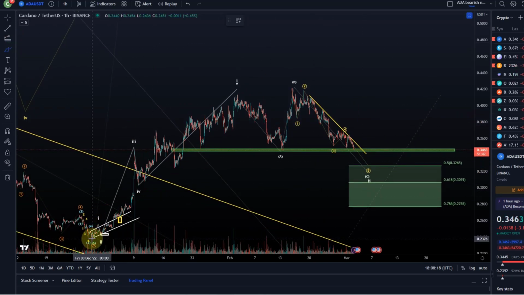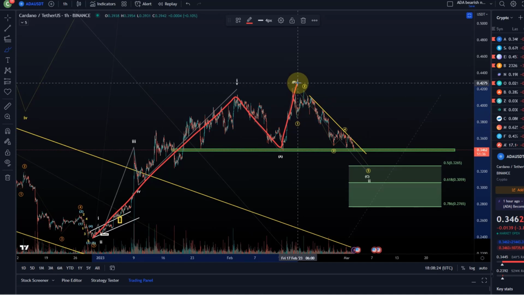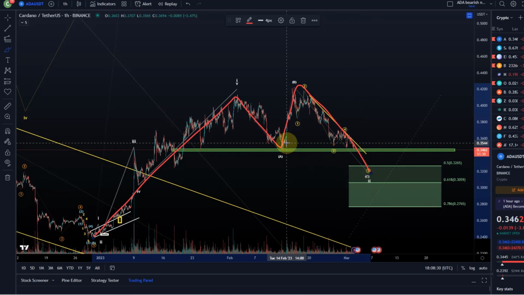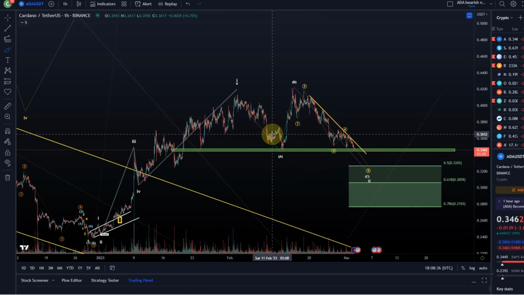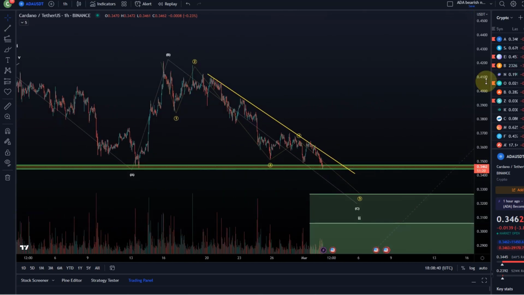So the count is still 5 waves up into February. Then we came down in an A wave, moved up in a B wave, and now come down in a C wave. I see that as a very, very likely option, especially with now going below the A wave low, which was here at 34.5 cents on the 13th of February. Based on this, we have 5 waves down now in the C wave.